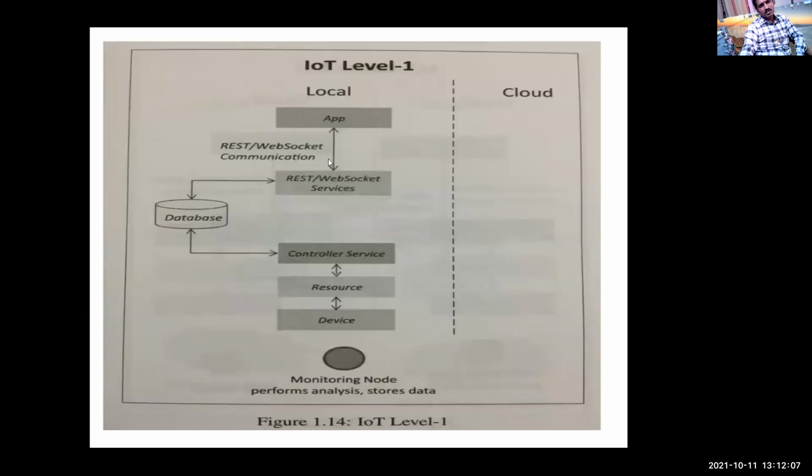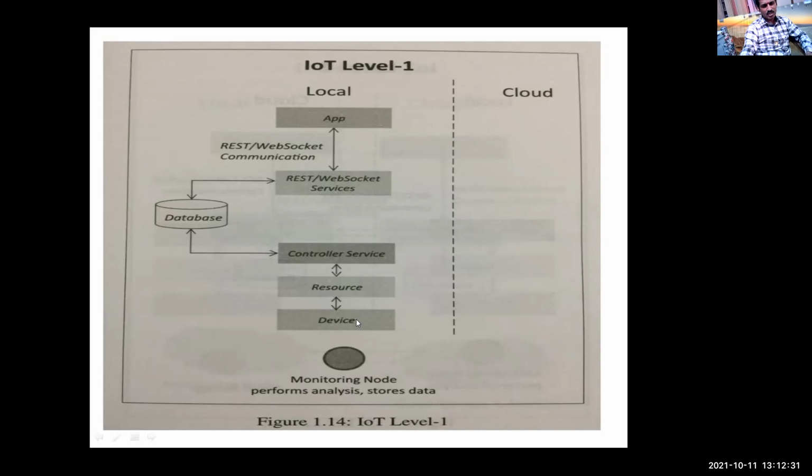Okay, next is the IoT levels. There are a total of 6 IoT levels. Here, just see, one is called local and the second is called cloud. Data is stored locally or data is stored in the cloud. In the initial IoT level 1, data is stored in the database, purely locally. There is only one node, that is the monitoring node. There are different blocks.